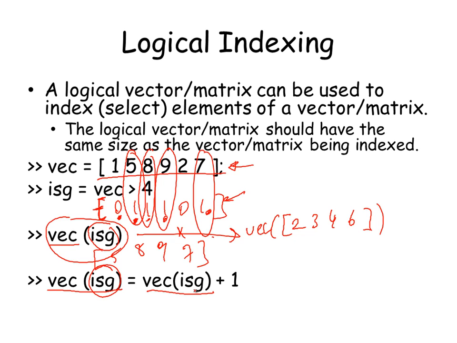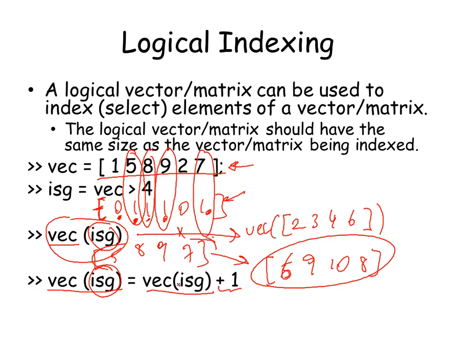And the same vector is showing up on the right-hand side, and I'm adding 1 to it. So what that will do is it'll take this vector, 5, 8, 9, 7, add 1 to it, and I get 6, 9, 10, 8. And then it will take this vector as a result of the right-hand side of the equation sign and store it in the boxes referred to on the left-hand side. And those are, again, the second, third, fourth, and sixth entries in the vector.